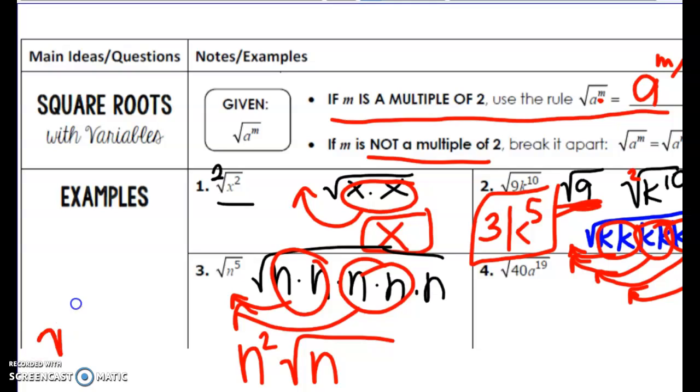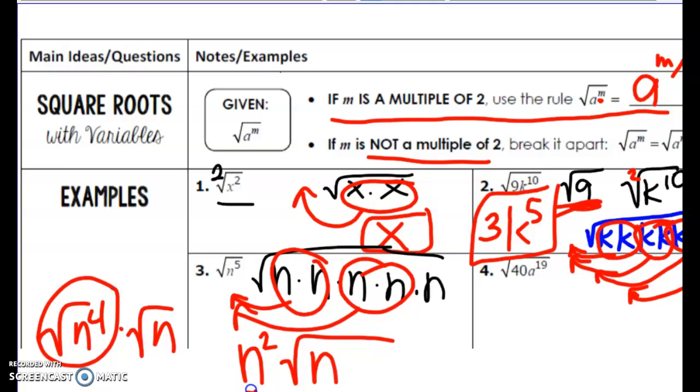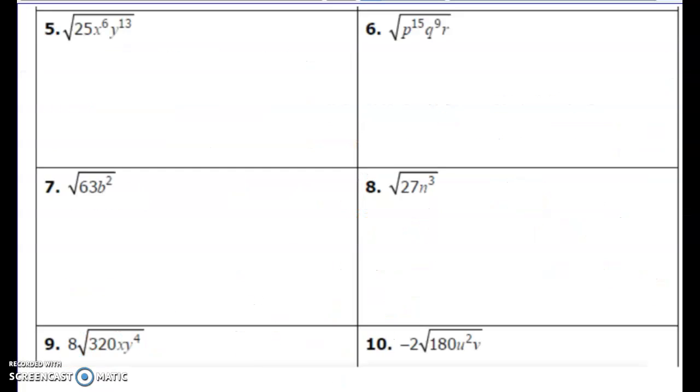I could break it into the square root of n to the 4th times the square root of n. Well, this right here gives me n squared. And then I just have 1 n left. So if that is helpful to you, do it that way. Or if you just need to write it out and circle it until it gets better, please do that. So let's try a couple more.